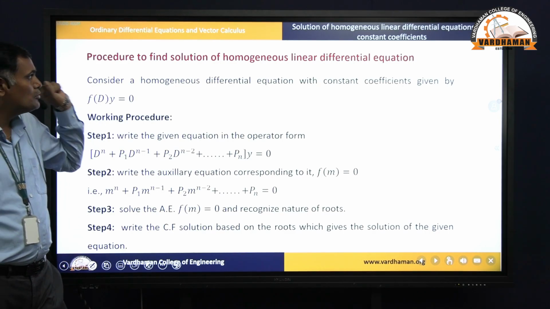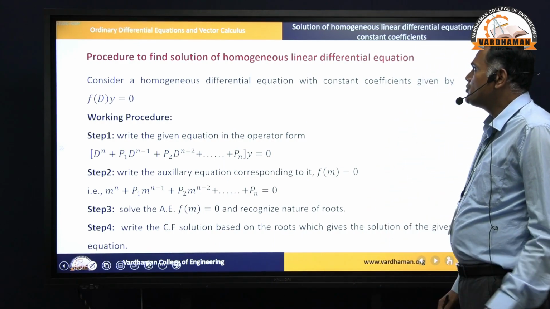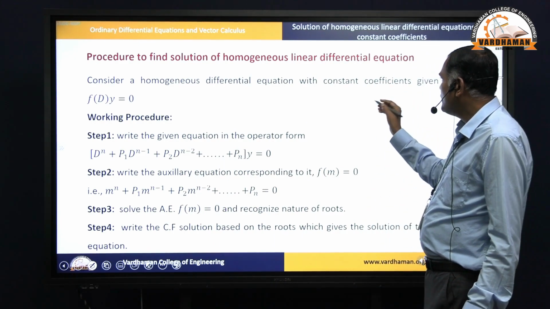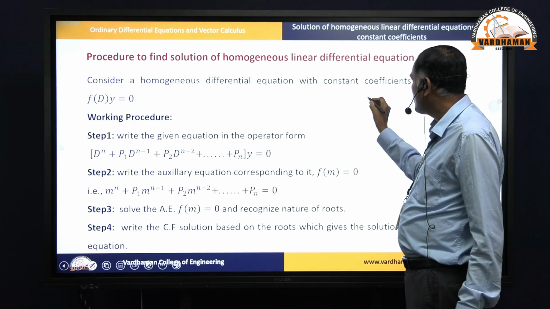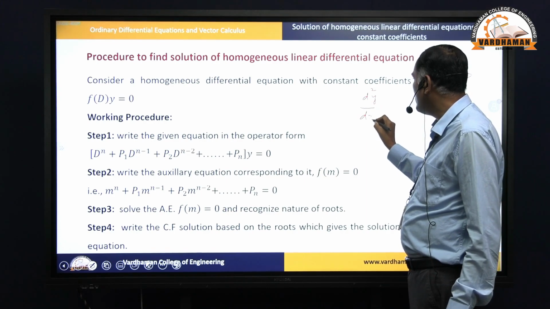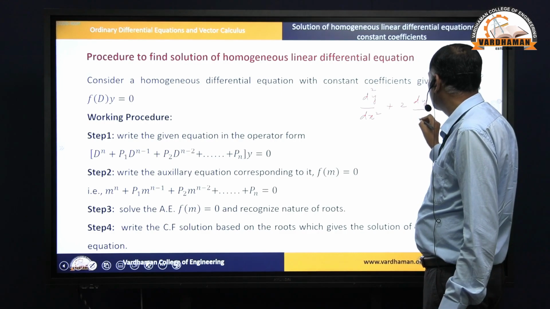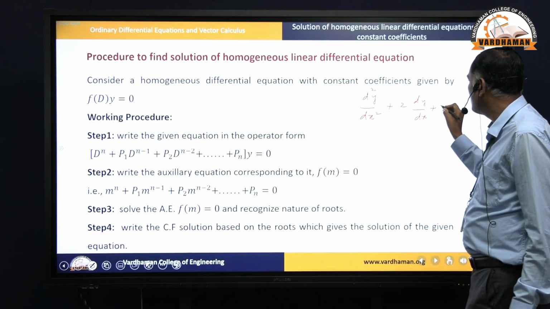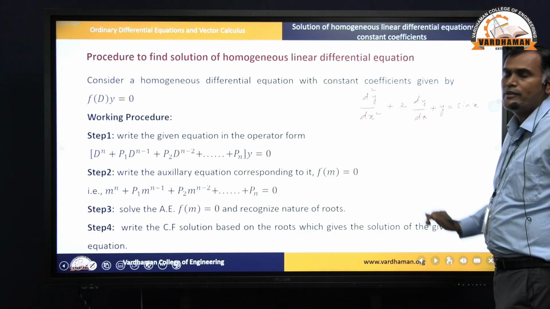Now this is a procedure to find the solution of a homogeneous linear differential equation with constant coefficients. So what is the procedure? First they will give one differential equation. Let us say, for example, I am writing d square y by dx square plus 2 dy by dx plus y equals to, for example, let us say this is the given differential equation.